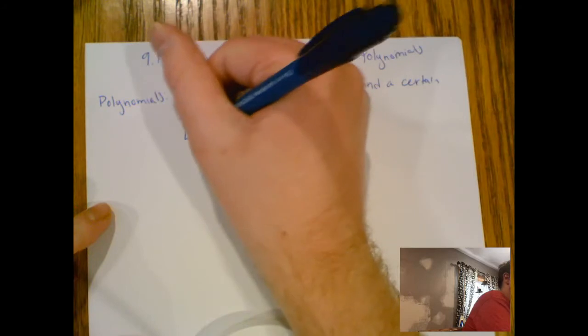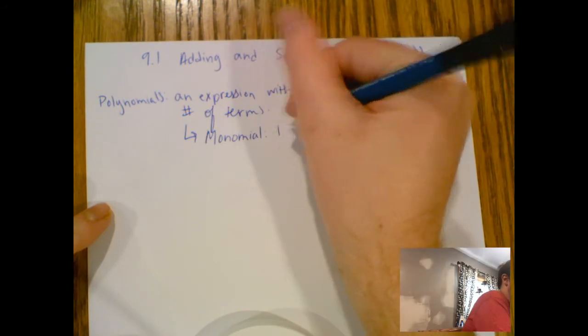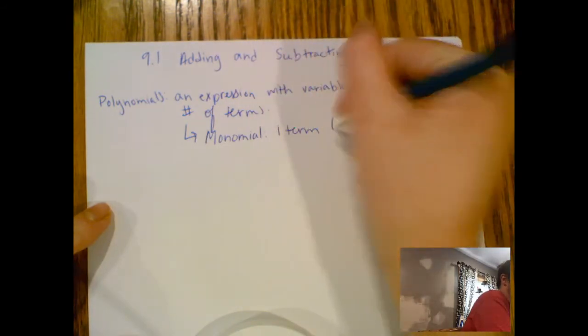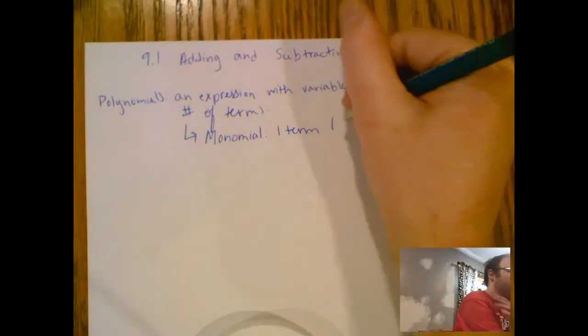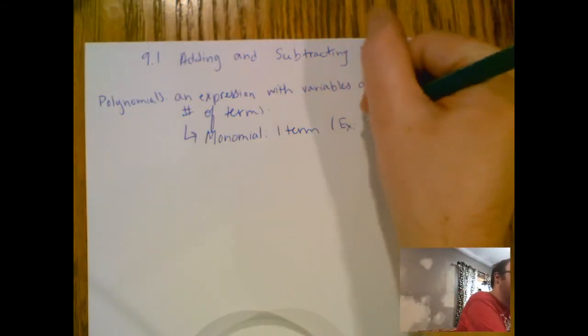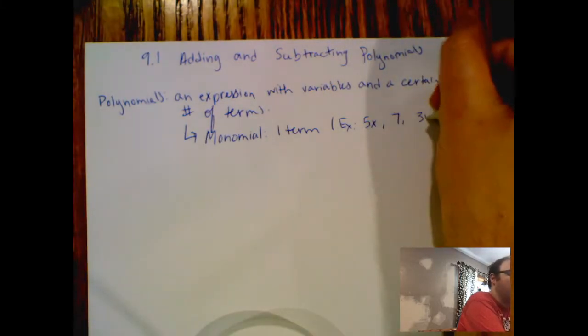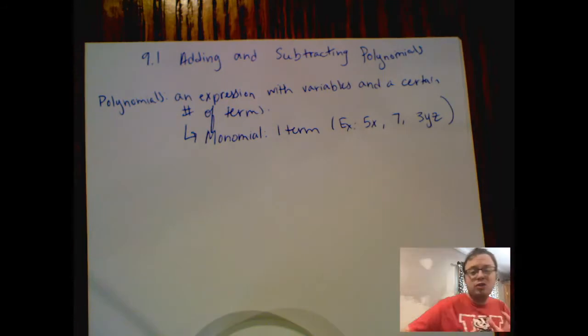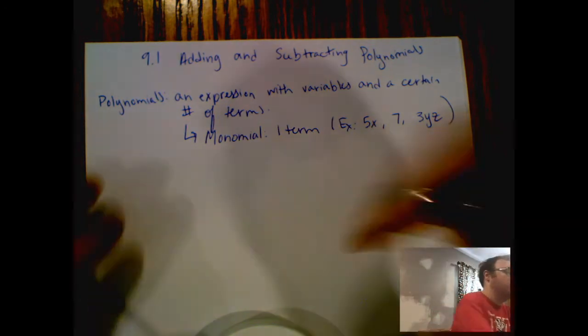What we have is these classes of polynomials, and we have a monomial. A monomial is a polynomial with one term. An example would be something with one term by itself, like 5x, 7, or 3yz. Those are all just one term. They're by themselves. 5x is one term. 7 is another term. 3yz is another term.